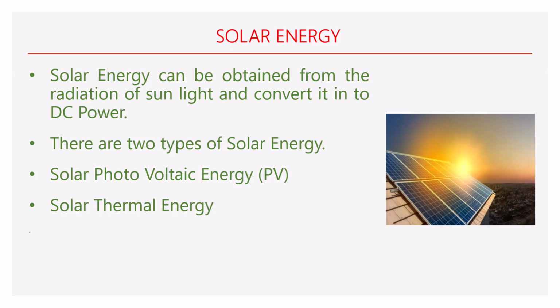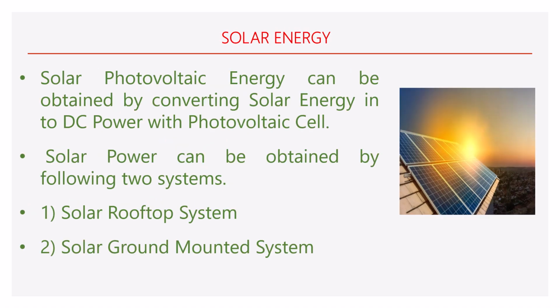Now, solar energy. What is solar energy? Solar energy can be obtained from the radiation of sunlight and converted into DC power. There are two types of solar energy: solar photovoltaic energy, that is solar PV, and solar thermal energy. Solar photovoltaic energy is obtained by converting solar energy into DC power with a photovoltaic cell. Solar power can be obtained by two systems: the solar rooftop system and the solar ground mounted system.